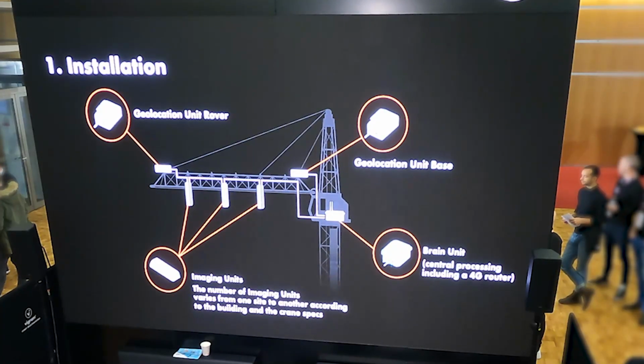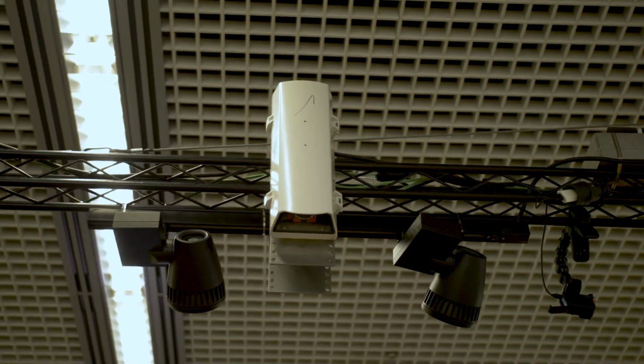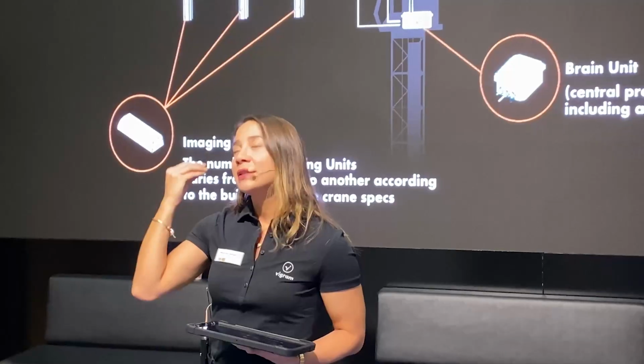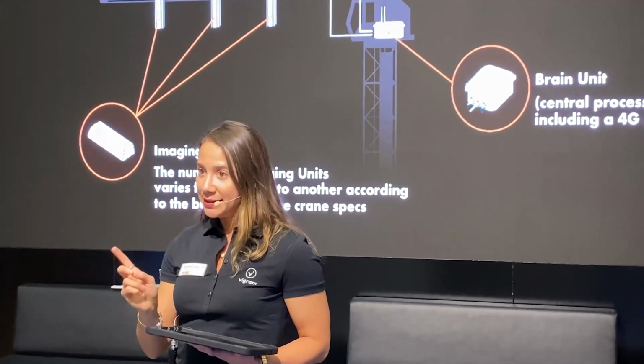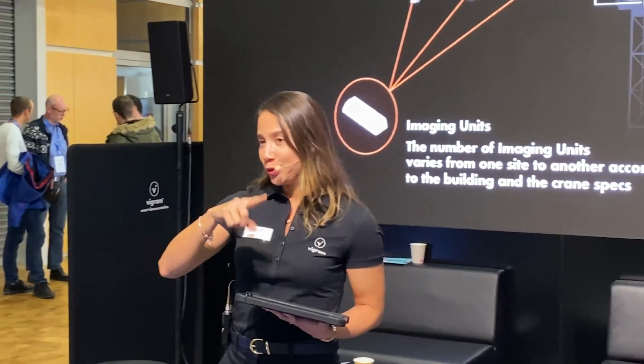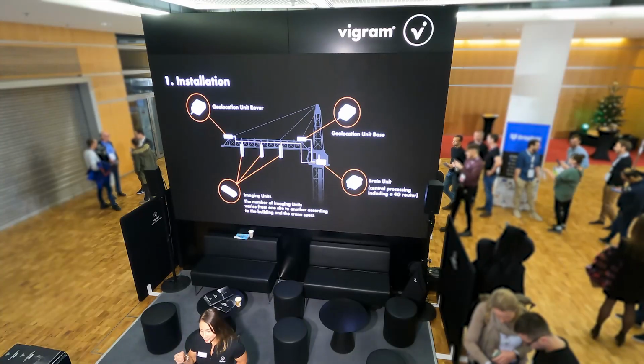Besides that, we have the imaging units that are located alongside the crane jib, and they have professional photogrammetry cameras in a box. These boxes are weatherproof. These cameras collect images on a daily basis and send all the images to the brain unit. Then these are going to be processed in Pix4D.